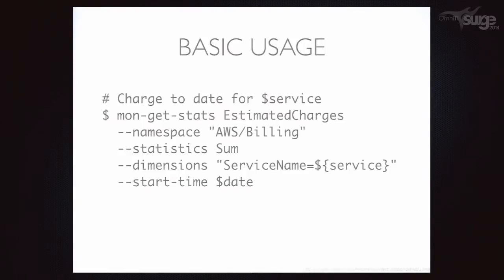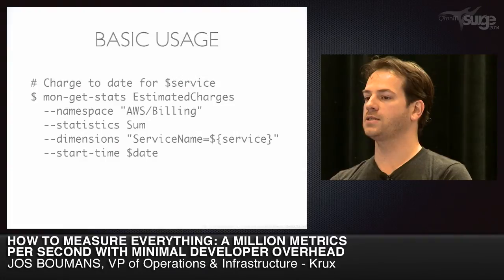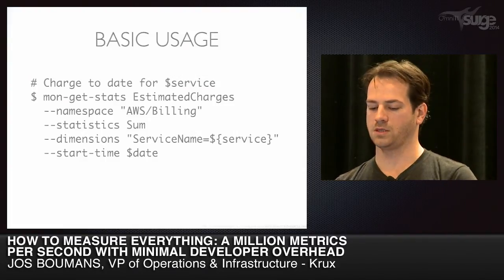To give you a simple idea of what that is, at the bottom right is the link to the tool, which is MongetStats. It's a thing released by Amazon. You pick the namespace, you can go by tags, you give it the start and end date, you get a value, you push it into StatsD, and now you can correlate pricing for your system together with what the system's doing.